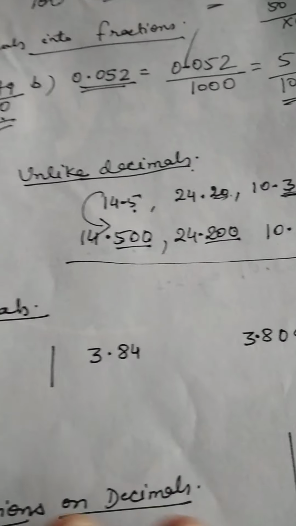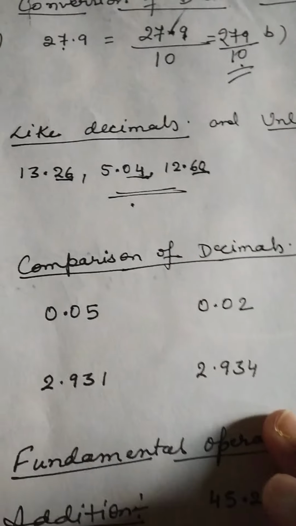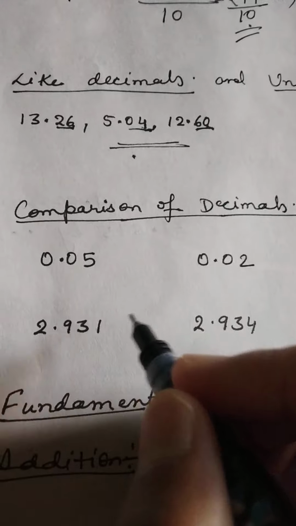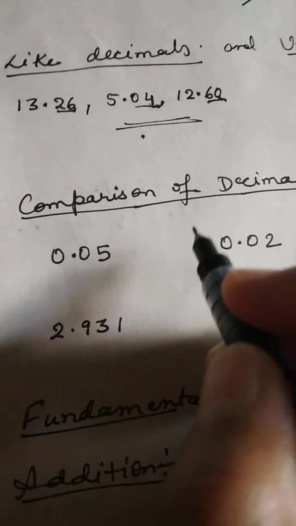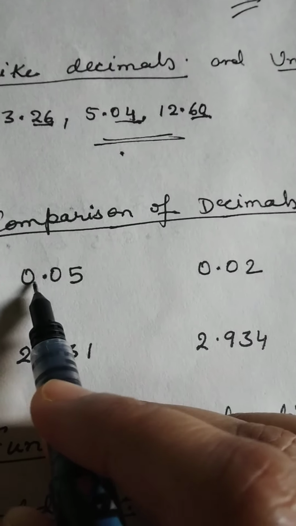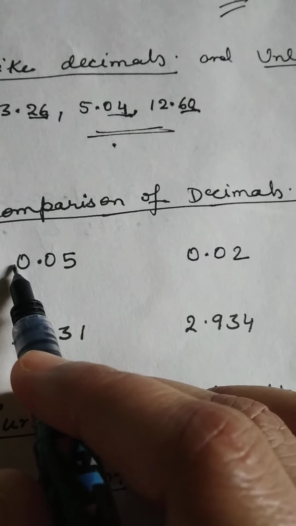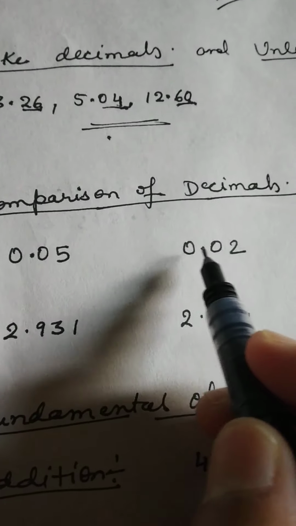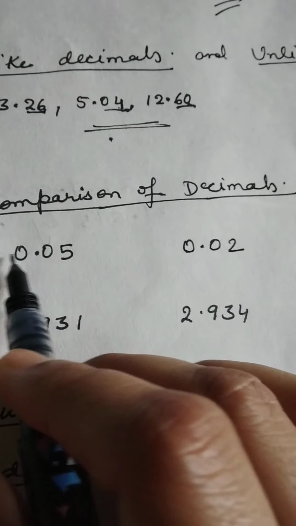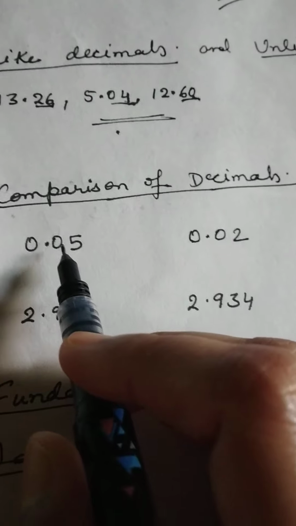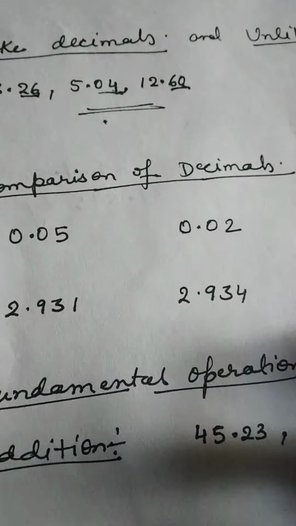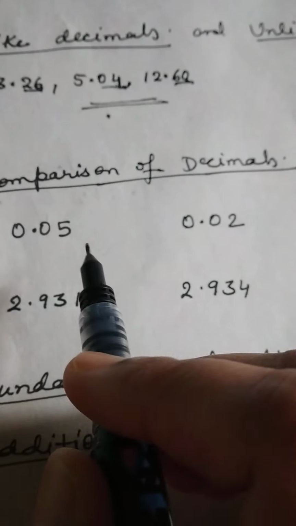Got it? Now how can we compare two decimal numbers? It is also easy to compare two decimal numbers. Let's see. First of all, we will compare the whole part. Whole part means just before the decimal. 0, here also 0. So the whole parts are the same. So let's see the decimal part, the tens place. This is 0 and this is also 0. So we are not able to decide which is greater.